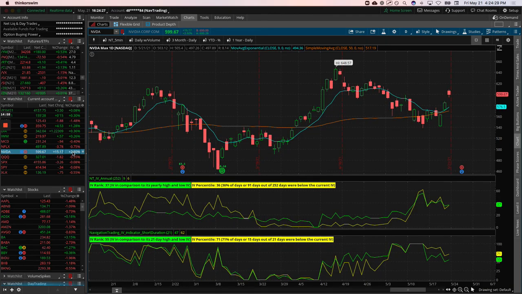NVIDIA came out and announced this morning that they were going to do a 4-for-1 stock split. So it's a $600 stock right now. It'll drop to about a $120 stock, assuming that gets all approved by their board, and that will happen sometime in July. I believe July 20th is the date they have on that. So based on that news of the stock split, NVIDIA popped up this morning. Now it's come down a little bit.